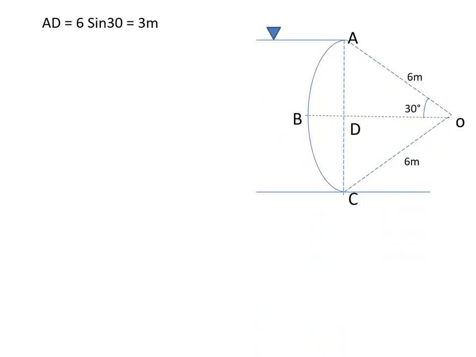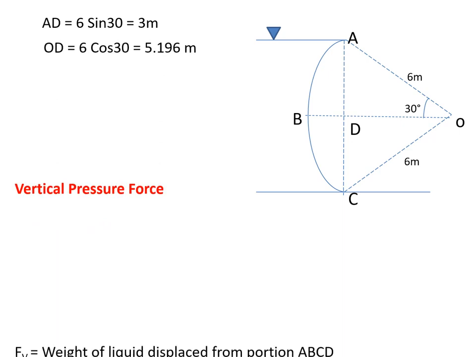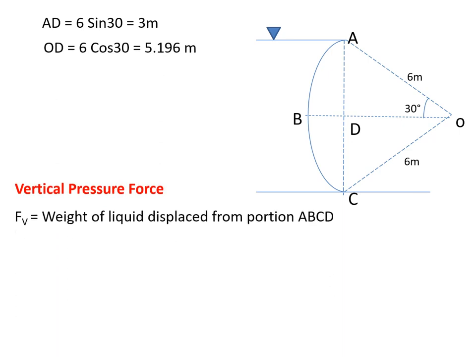So now you know that AD is 6 sin 30, which is 3 meters. OD is 6 cos 30, which is 5.196. So what is vertical pressure force? It is nothing but the weight of the liquid that is displaced from portion ABCD. That's what I told you in the previous case also. So now it is nothing but volume ABCD into specific weight.